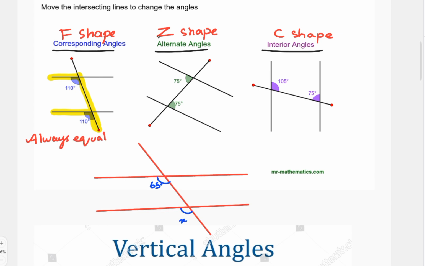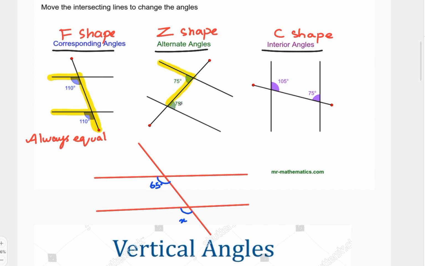Now what about the Z shape? What about the alternate angles? As you can see, we have got a shape right here. So let's talk about the first angle. This angle is in between this line and this line, right?